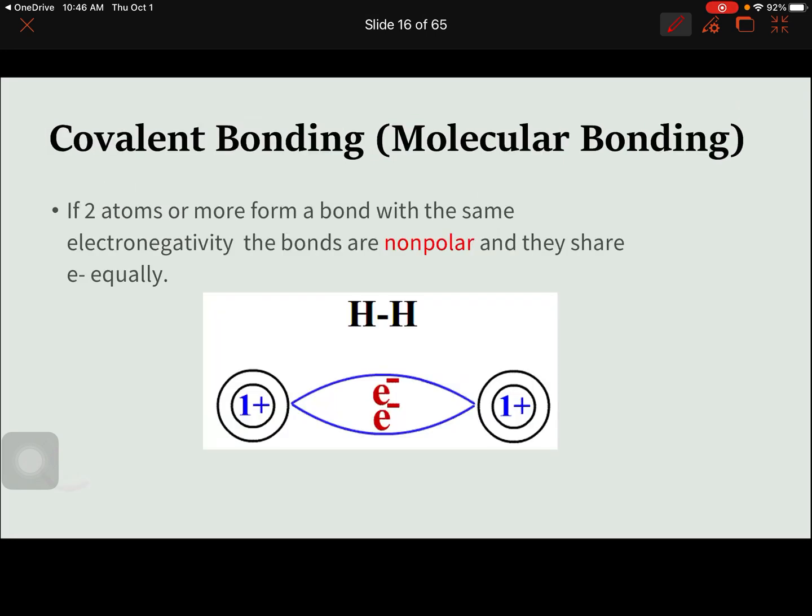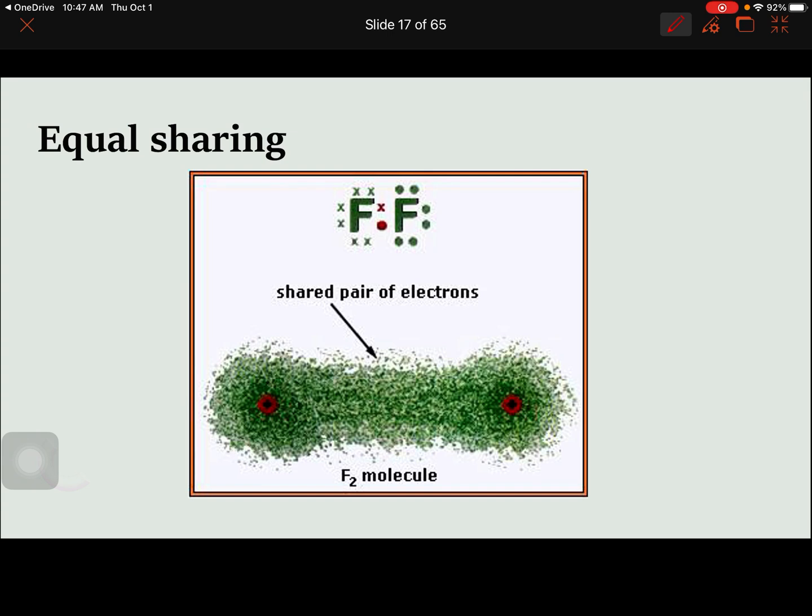Okay, so next up, this is just wrapping up this little section. When you're dealing with covalent bonding, this is just the diagram. This non-polar covalent bond is equal sharing of electrons. If the two nuclei are identical, they have equal pull on the electrons involved in the bond. So here, the last one was hydrogen. This is a fluorine molecule. This region of electron density is where the bonded electrons would be.